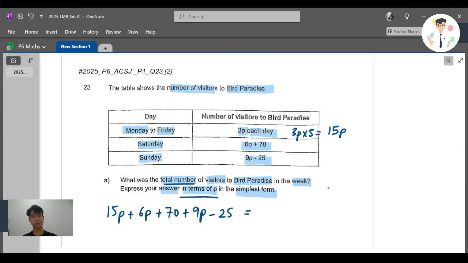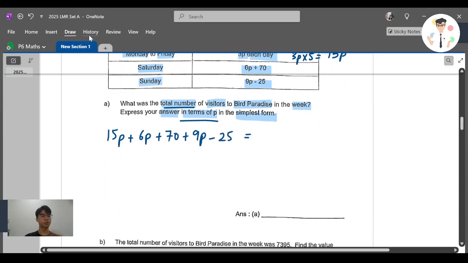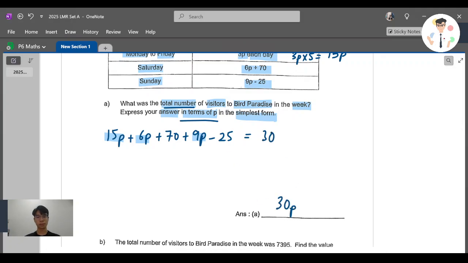And what will be the answer? So let's just count. 15p plus 6p is 21p, 21p plus 9p will be equivalent to 30p. But you are not yet done. I still have 70 minus 25, and 70 minus 25 is 45. So the answer is 30p plus 45 visitors. And there's no unit needed here because it's visitors.